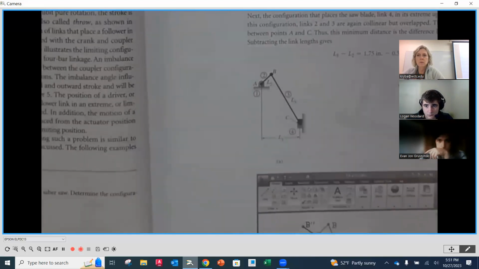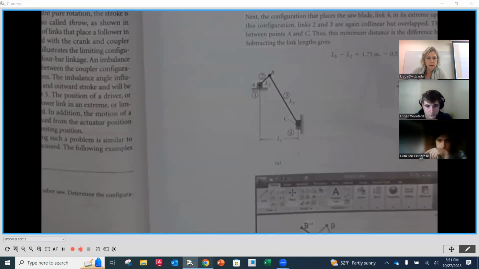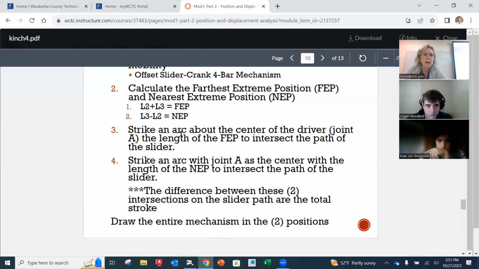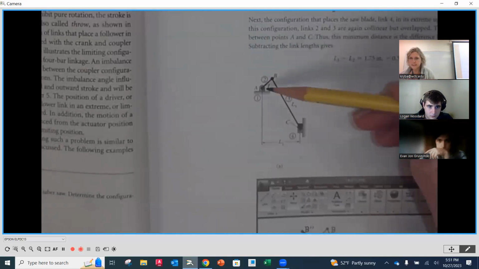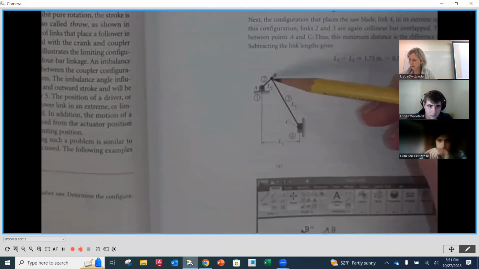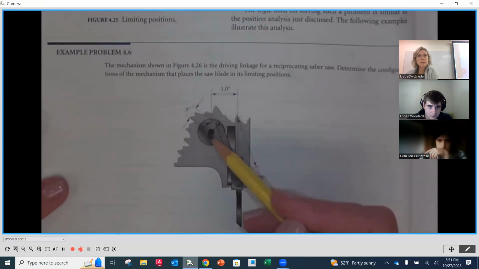But then what we're going to do is, as we look now to get those extremes, let's remember what our equations are. So for the furthest out, we're going to take the length of link number 2 plus the length of link number 3. That's when they're in line with one another. So if we go over here, we're going to take the length of link 2 and the length of link 3. Going back to the original illustration, these are to scale this time.